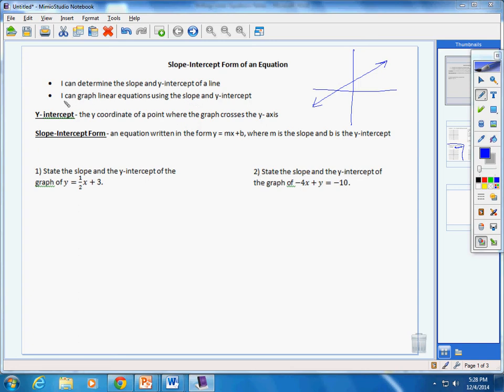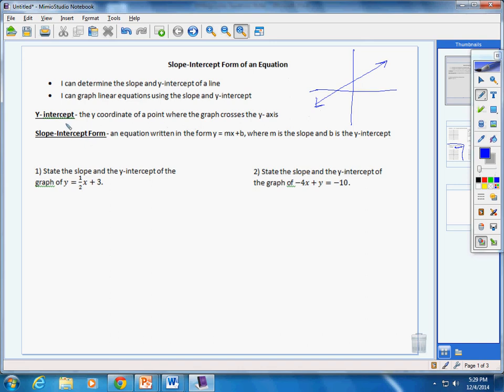We also want to be able to say by the end of today, I can graph linear equations using the slope and the y-intercept. You guys have been graphing linear equations just using XY tables, and some of you really hate those. I didn't tell you this before, but there's actually a faster way. So here we go.